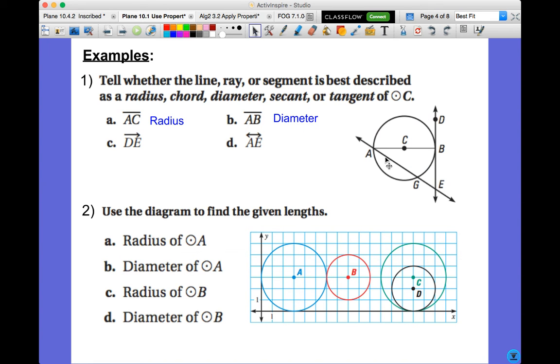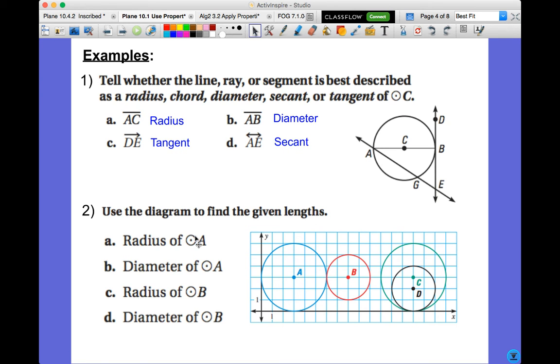Now let's take a look at ray DE. So ray DE is on the exterior of the circle and it goes and touches the circle at point B and it extends past it, but it does not intersect into the circle. So therefore, DE is a tangent. Now line AE does go through the circle at point A and comes out at point G. Therefore, this is called a secant.